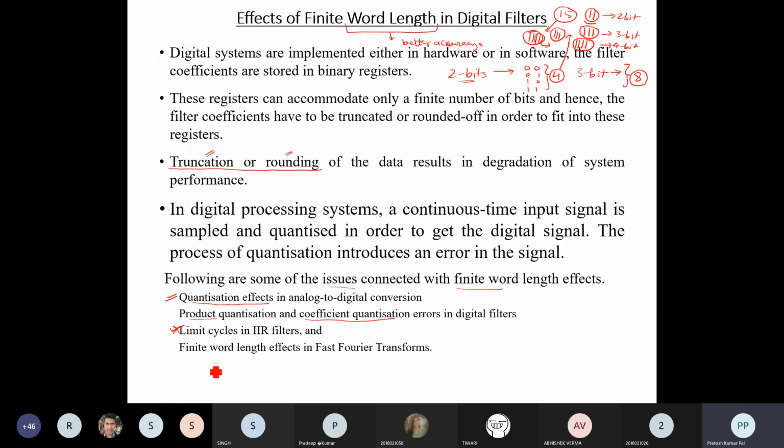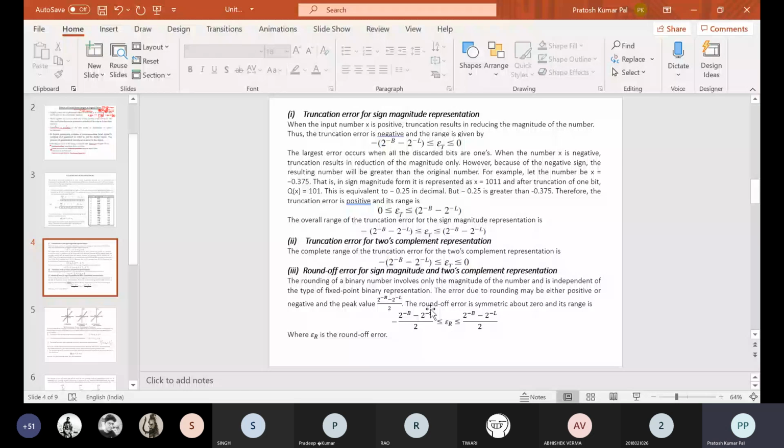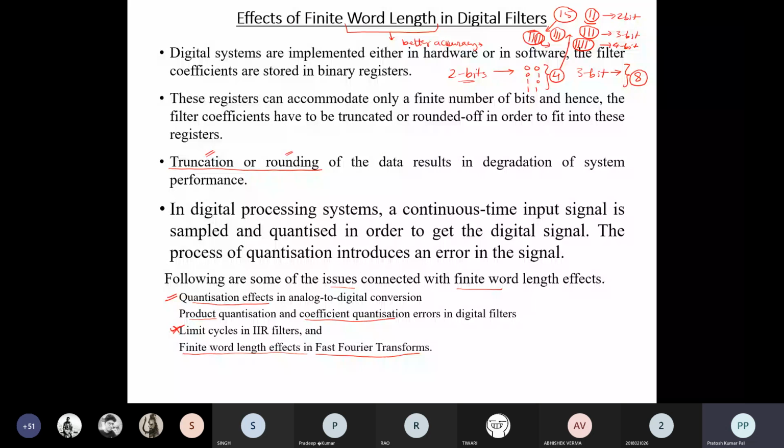Okay, finite word length effect in fast Fourier transforms. In fast Fourier transform calculations also, there are different coefficients that we use, and we also store the multiplication of each stage's values. So basically we are seeing the truncation and rounding of errors, and along with that we will be seeing the effect of quantization. So these two topics are basically in our course, and we will be dealing with them.